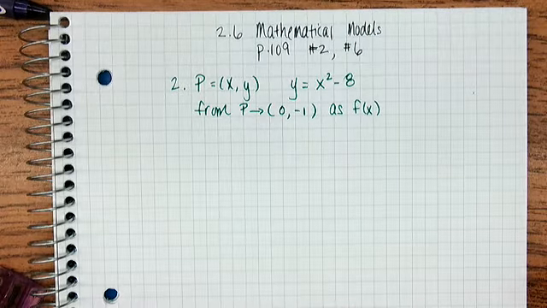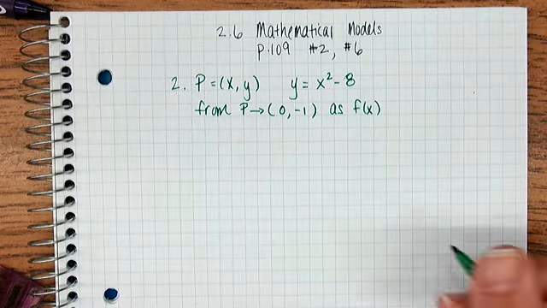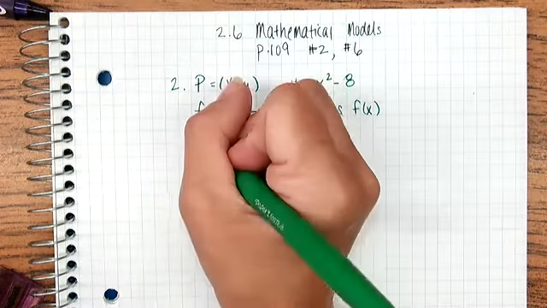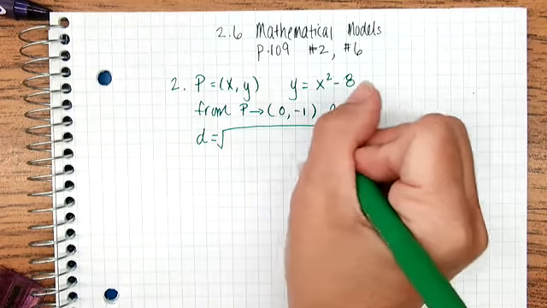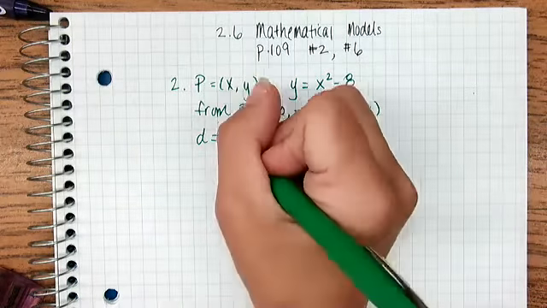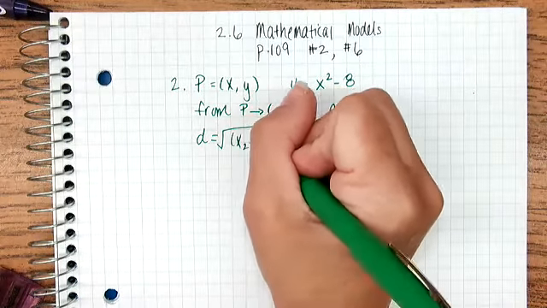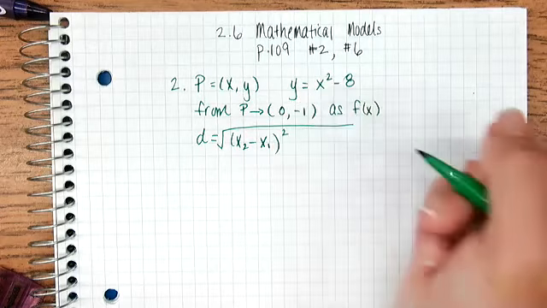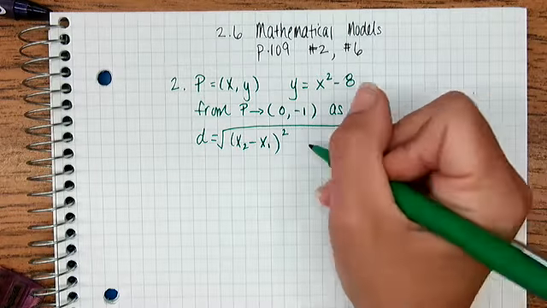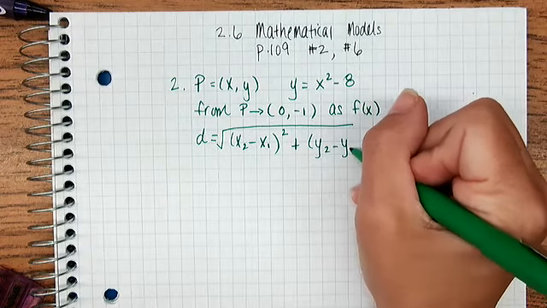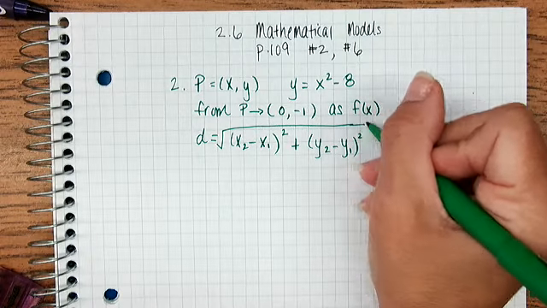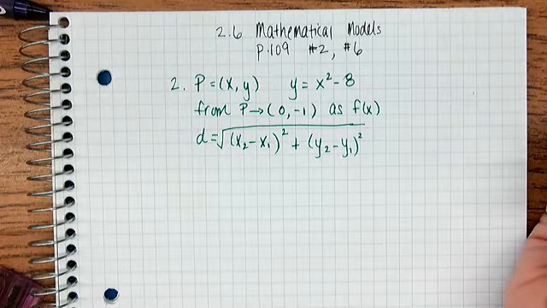Okay, so we're talking about distance. So the first thing I'm going to do is review the distance formula. The distance formula is the square root of the quantity x2 minus x1 squared plus the quantity y2 minus y1 squared. So there's your distance formula.